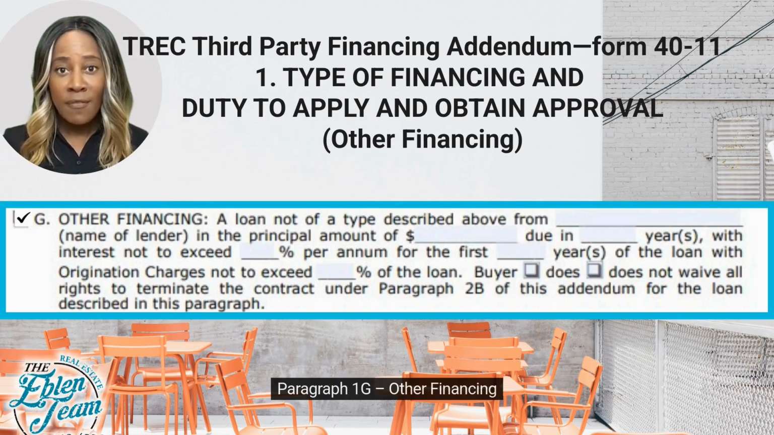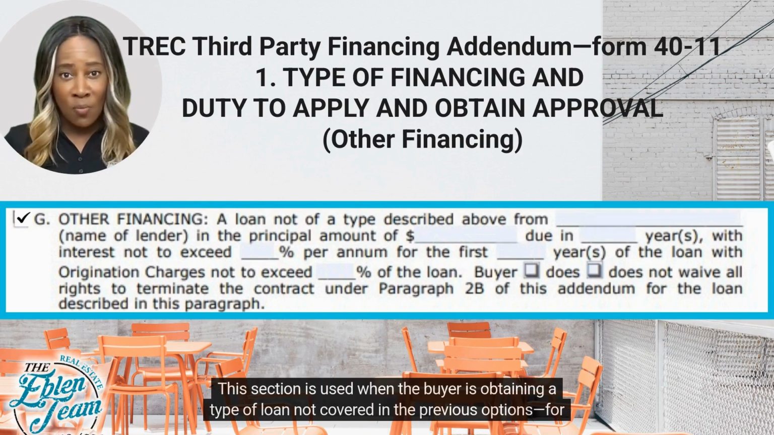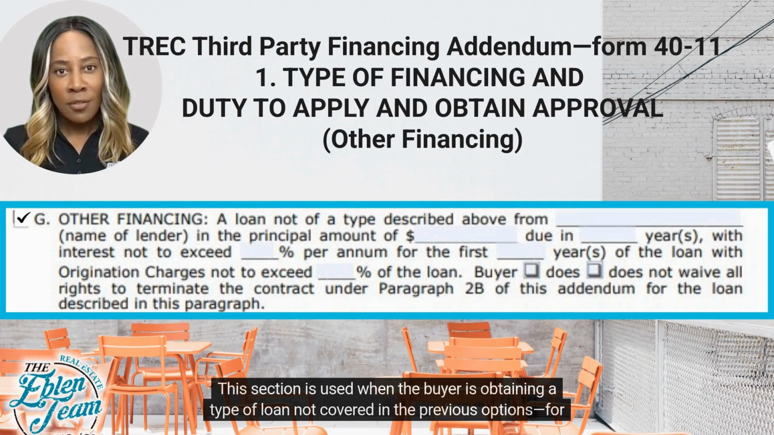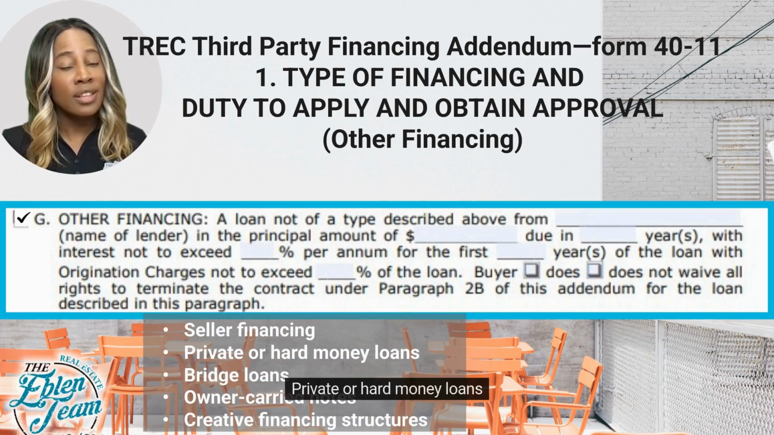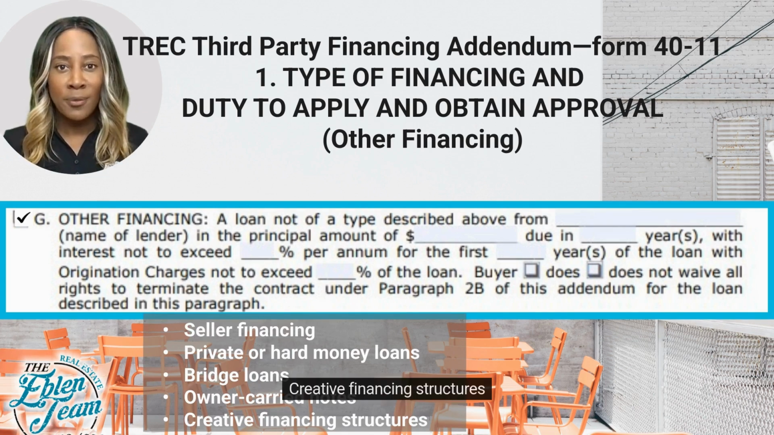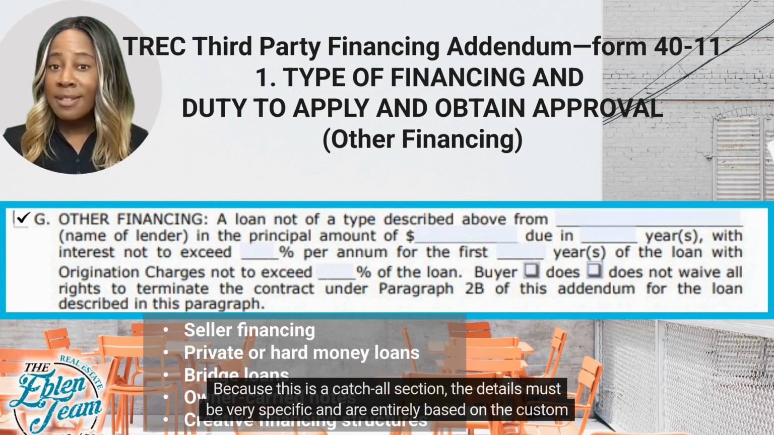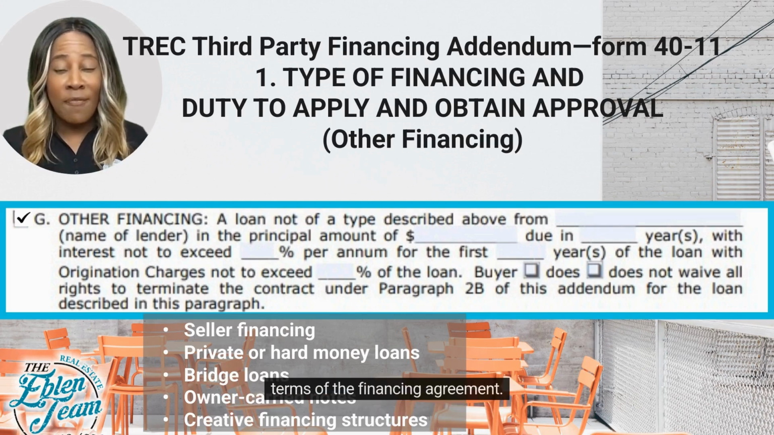Paragraph 1G, other financing. This section is used when the buyer is obtaining a type of loan not covered in the previous options. For example, seller financing, private or hard money loans, bridge loans, owner carried notes, creative financing structures. Because this is a catch-all section, the details must be very specific and are entirely based on the custom terms of the financing agreement.